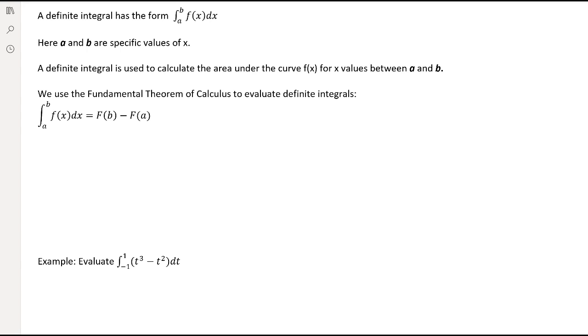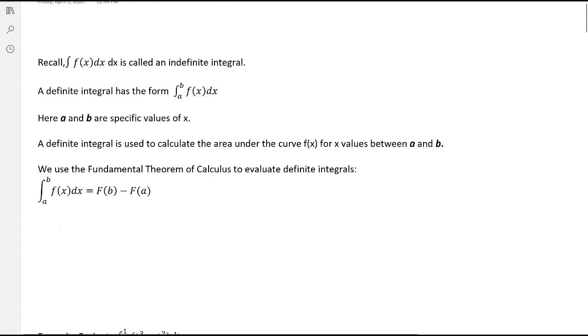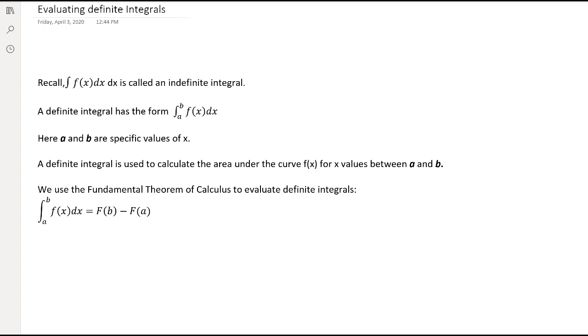Alright, here we go, folks. In this section we're going to go over what we call definite integrals. So a few quick notes here. Recall the integral of f of x dx is called an indefinite integral. We talked about that a few videos ago.